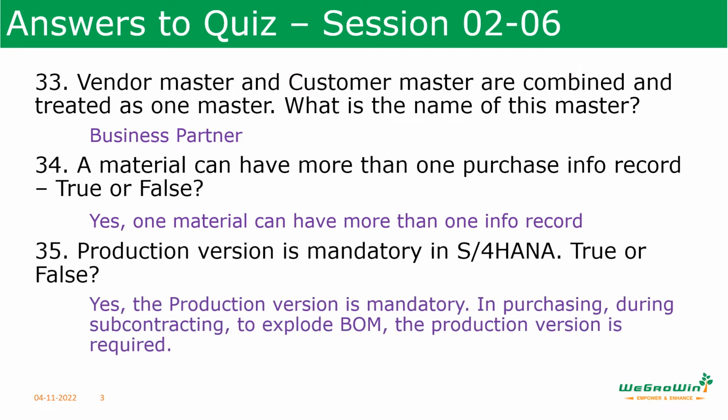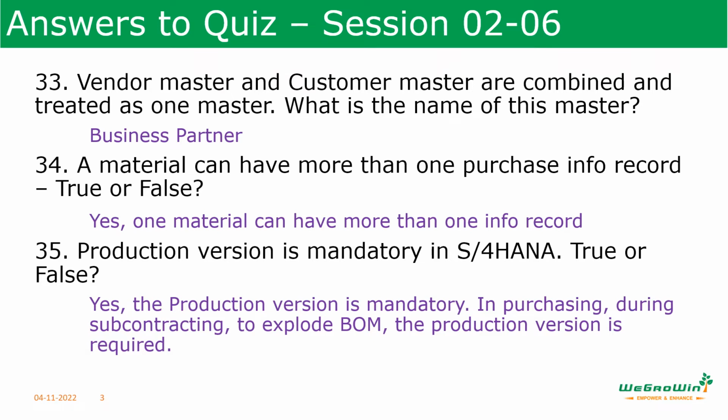Production version is mandatory in S4HANA, true or false? Production version is mandatory in S4HANA for manufacturing, discrete manufacturing. In ECC for discrete manufacturing, it was not necessary. But in S4HANA, it is mandatory.